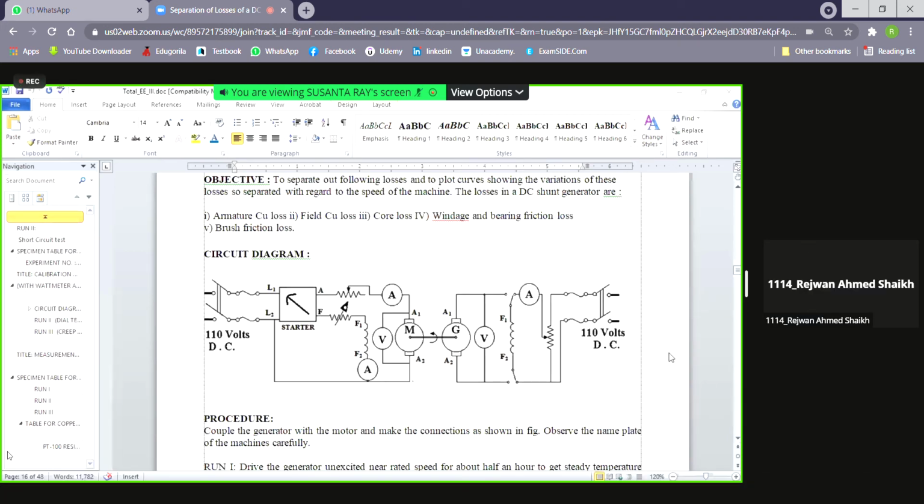Yes, sir. Can you tell me the difference between earlier rheostat and this rheostat?